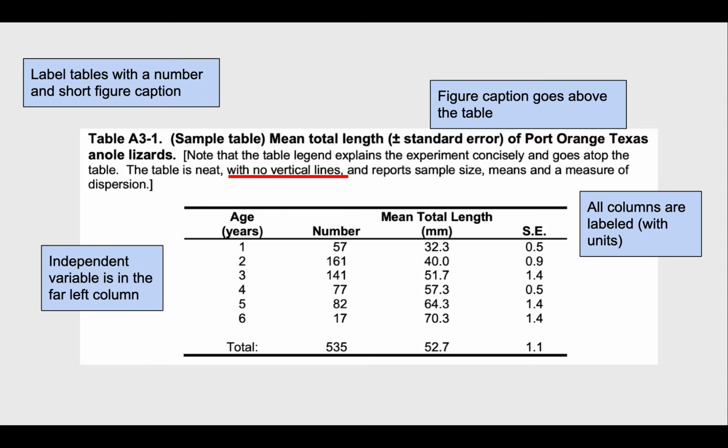All right. It's going to have a very short figure caption again. And notice this table is very neat. There's not a lot of lines going on here. There's only 3 lines, and no vertical lines. So make it very nice and neat. Too many lines just kind of distracts away from the point sometimes.